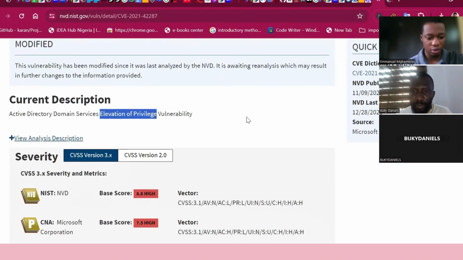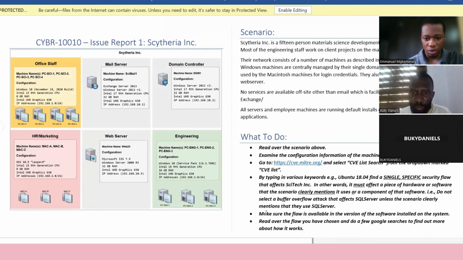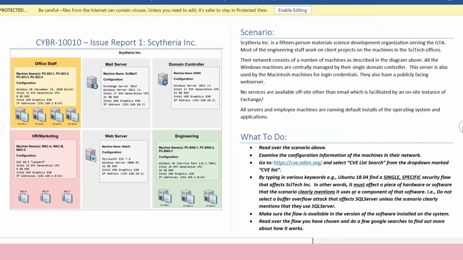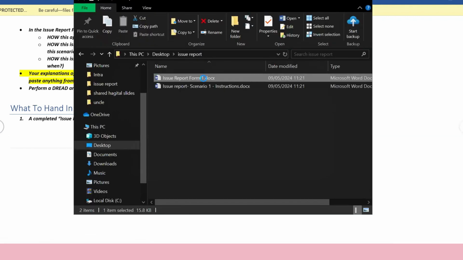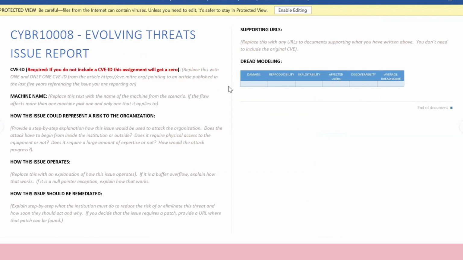Let me go back. So in the issue report form, write out in your own words. Okay, let's go to the issue report form. I think that's where we have questions that would guide us. So looking at the issue report form, it said CVE ID. So let's put in a CVE.